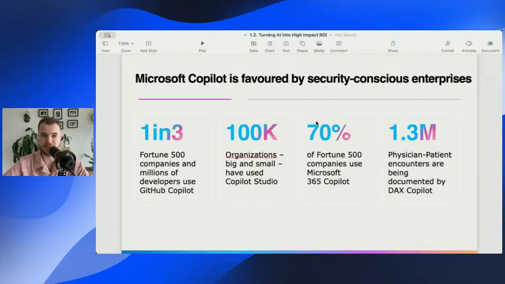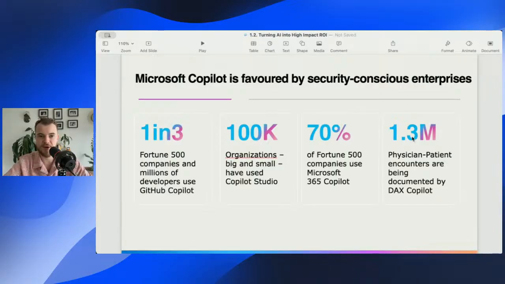And Microsoft Copilot is rolling out. You might have seen it in your Microsoft 365 tools. 1 in 3 Fortune 500s, 100,000 organizations have used Copilot Studio, where you can build agents. And I'll be going into that a little bit later. And a really big topic in healthcare, you're probably aware, is the ability for AI to take notes and be kind of an ambient AI where it sits during the physician encounter or the nursing encounter, takes the notes so the nurses and the physicians don't have to.